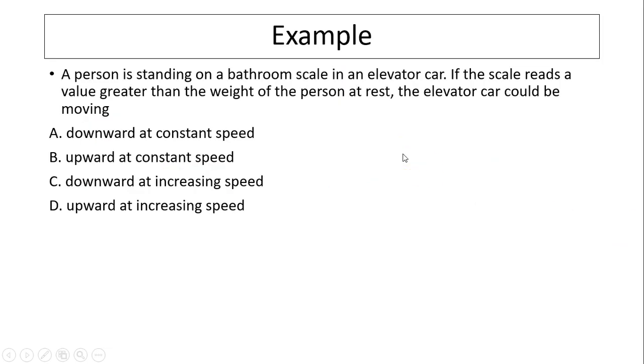Let's take a look at a couple more examples. A person is standing on a bathroom scale in an elevator car. If the scale reads a value greater than the weight of the person at rest, the elevator car could be moving. Since the scale reads greater than the weight, the upward force is more than the downward force. Since upward is more than downward force, there is a net upward force. That means the elevator must be accelerating upward, so the upward speed must be increasing. So the elevator is moving upward at increasing speed. That's the answer.